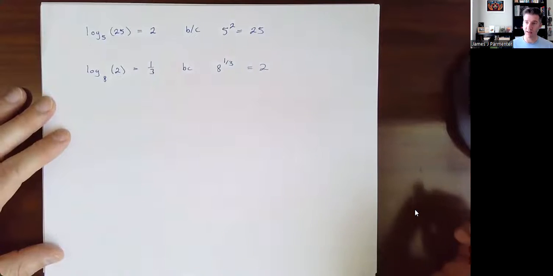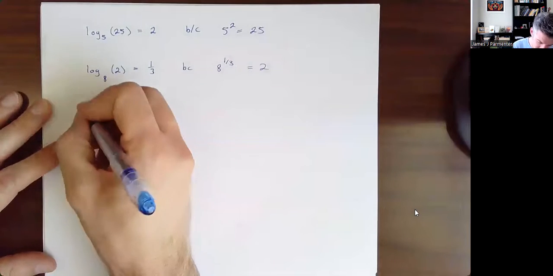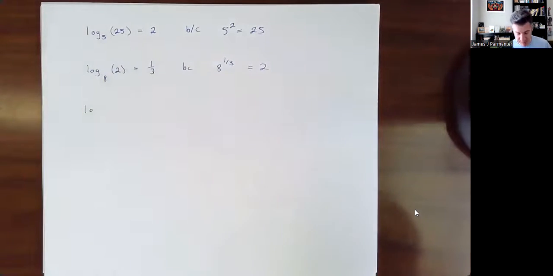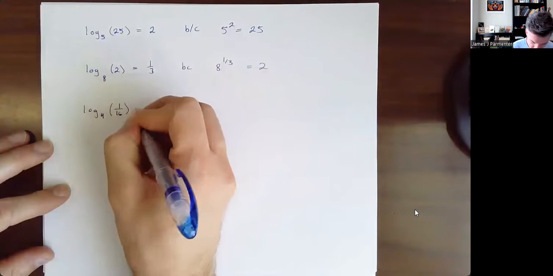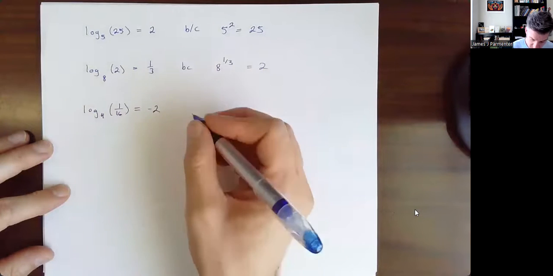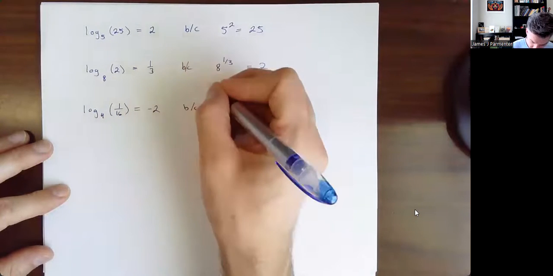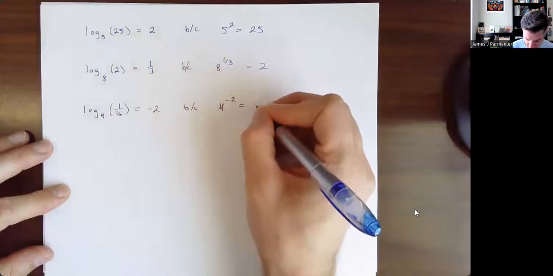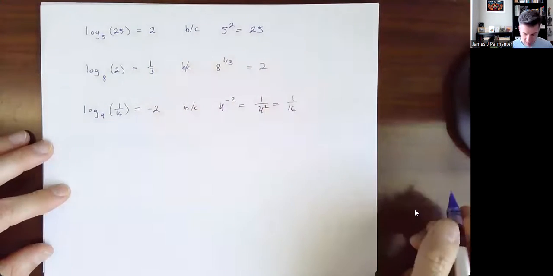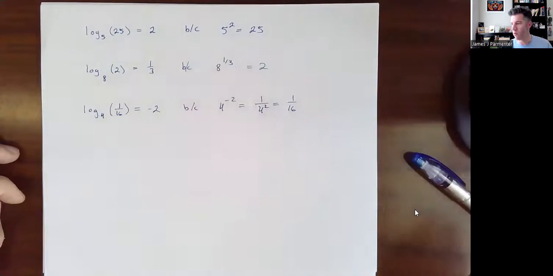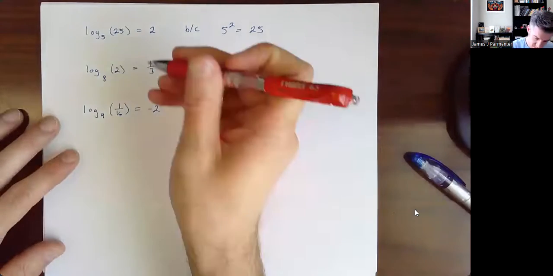What else? I just wanted to give you guys a couple more interesting examples because it's kind of fun. Log base 4 of 1/16 is going to be -2 because 4 raised to the negative second power is equal to 1/4 squared, which is indeed 1/16. Right, so every time we are looking for the exponent.